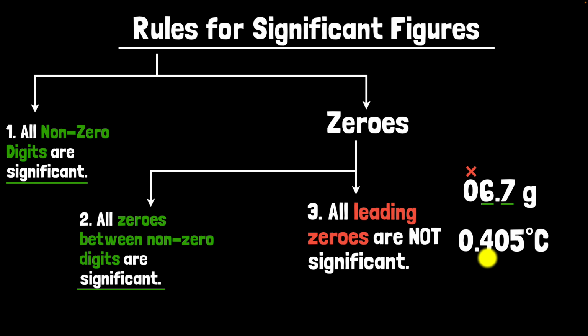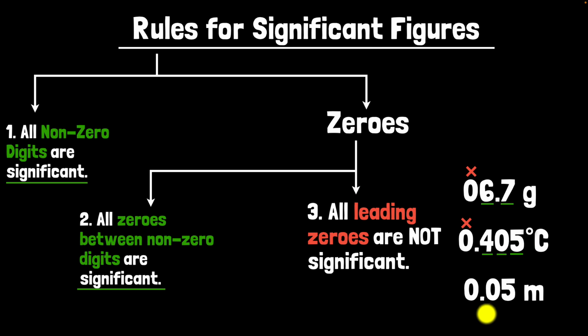Okay, what about this one? Why don't you pause the video and try? Okay, here goes. We know this and this, these two are significant. We also know a zero in between two non-zeros is also significant, but this is a leading zero. Leading zeros are not significant, which means this measurement has 3 sig figs.